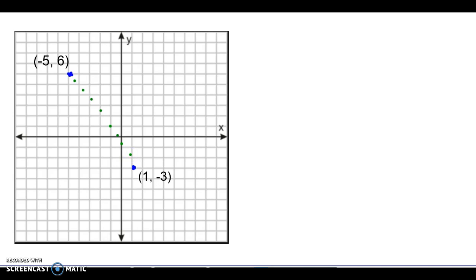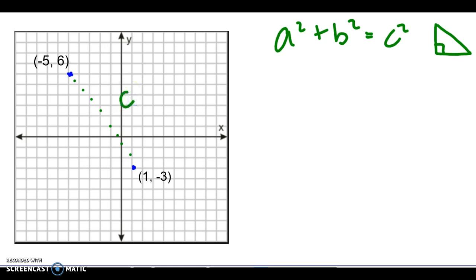Alright, so in order to do this, we know that the Pythagorean theorem is a squared plus b squared equals c squared. We also know that it has to deal with the right triangle. So what we need to do is look at our 2 points here and create a triangle out of them. So how do we do that? Well, we have our long side here. This is our hypotenuse because that's the diagonal. So what we need to do is figure out what our 2 legs are.